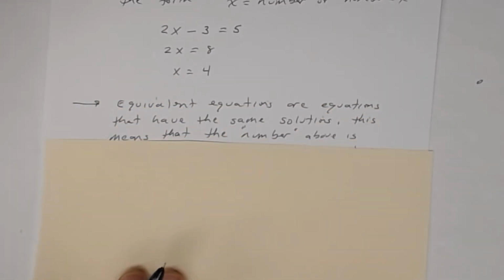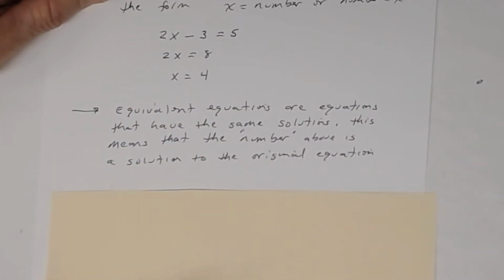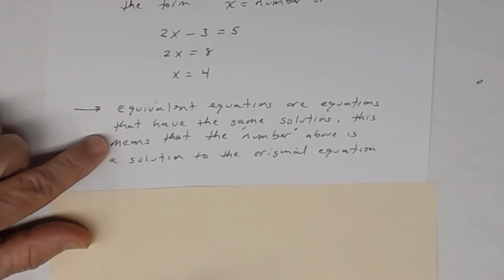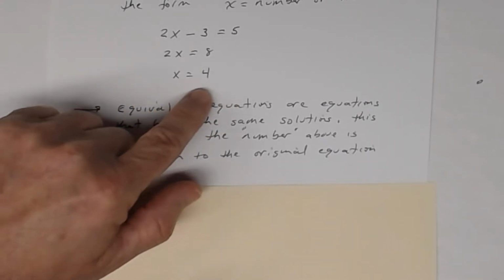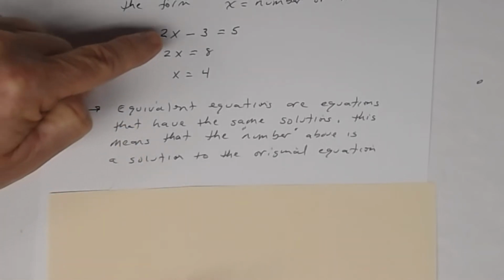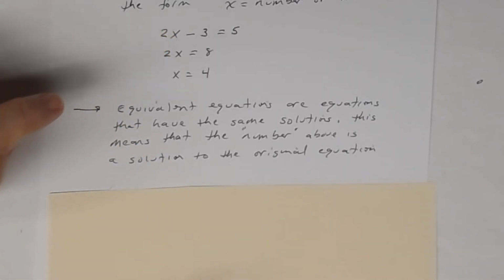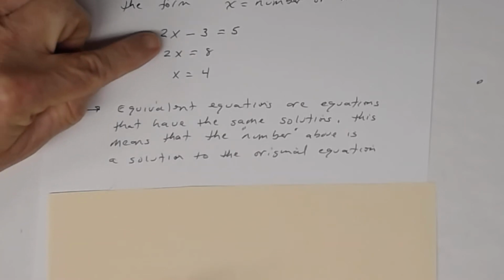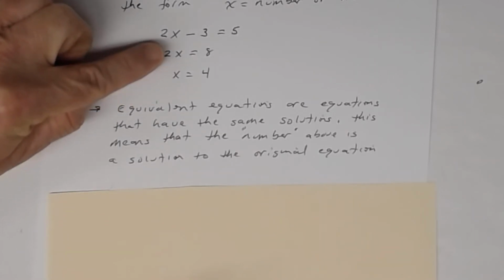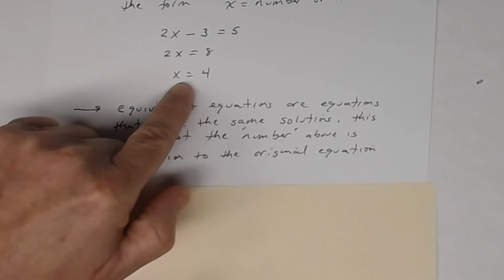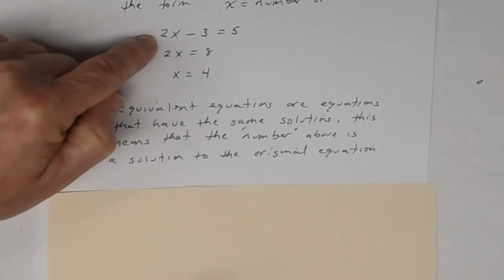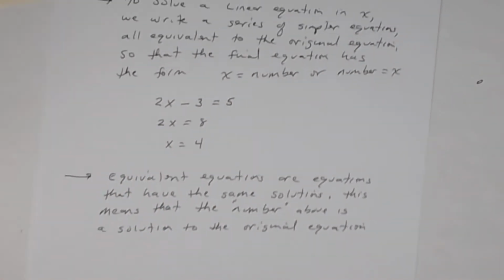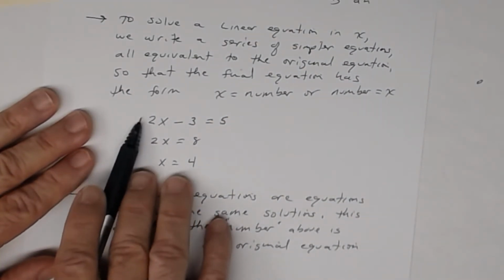All right, now, what do we mean by equivalent equations? So equivalent equations are equations that have the same solutions. They have the same solutions. So this means that the number above, x equals 4, is a solution to the original equation. All right, so to solve this equation, you're going to write simpler equations, all equivalent, until you get to the statement x equal a number, and that's the solution to all of the previous equations. So all these equations are equivalent.